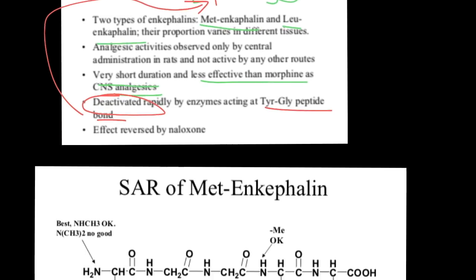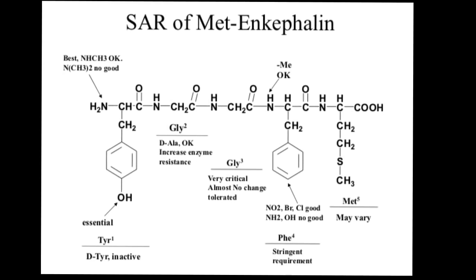Okay, so here's your SAR. I'll go through it from left to right. Your primary amines, which are over here, are good. Your tertiary amines are not any good. So if you have a carbon like that, it's no good. Your hydroxyl group here is essential, therefore tyrosine is essential. D-tyrosine is inactive, however L-tyrosine is active. So L-tyrosine is active, D-tyrosine is inactive.